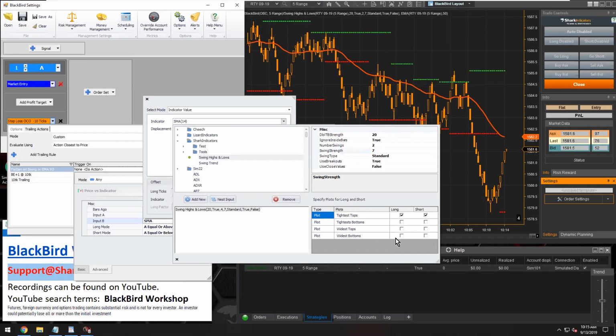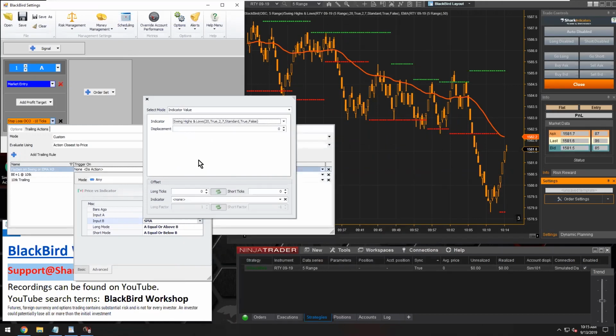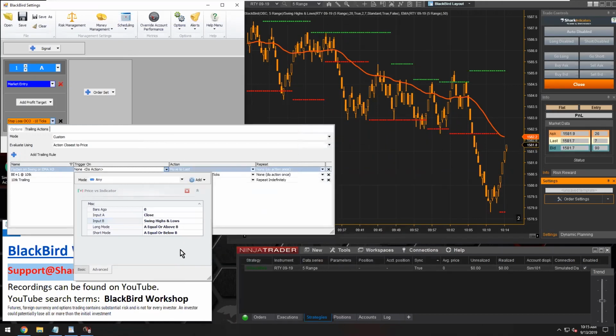So for a long trade, we'll use the widest bottoms, and then for a short trade, we're going to use the widest tops, right? So remember, the widest bottoms plot, that's the swing lows here, the red hash lines, and then the widest tops, that's the swing highs, the green hash lines. So yeah, there we go. All right, just like so.